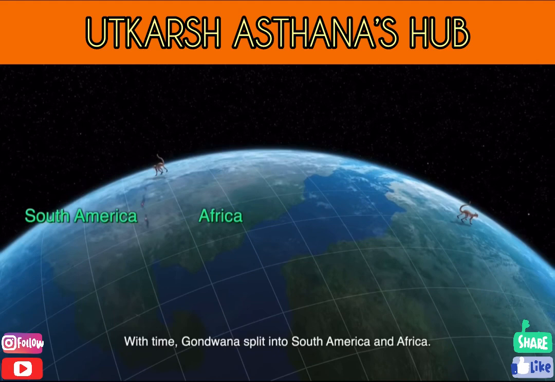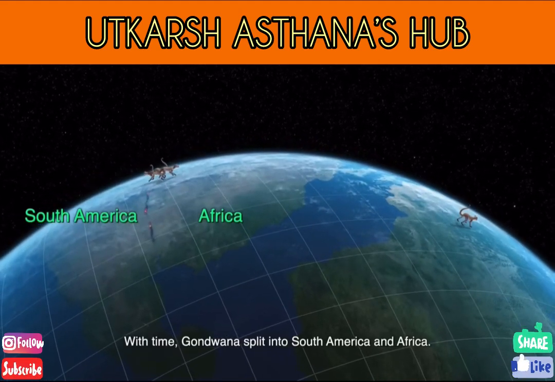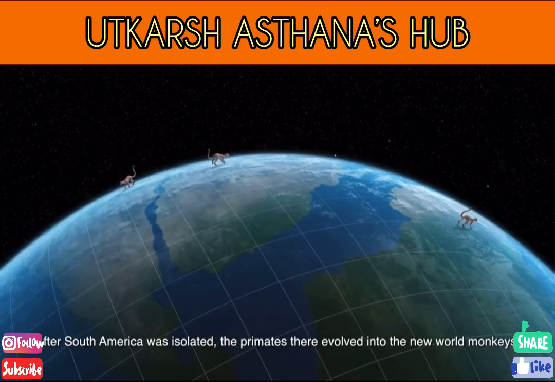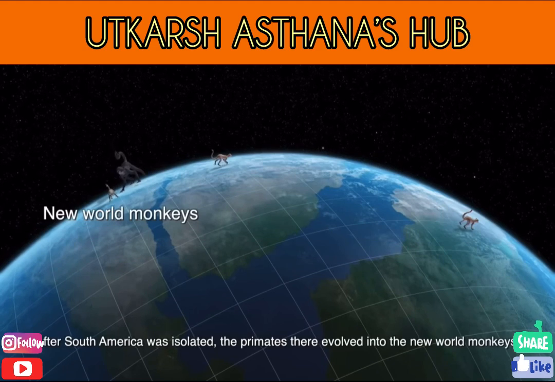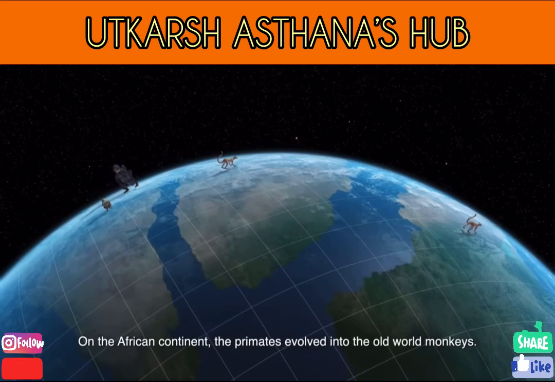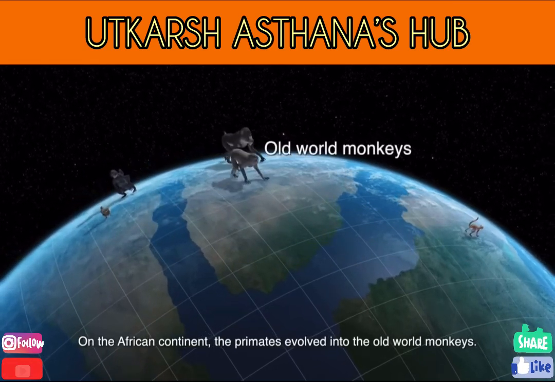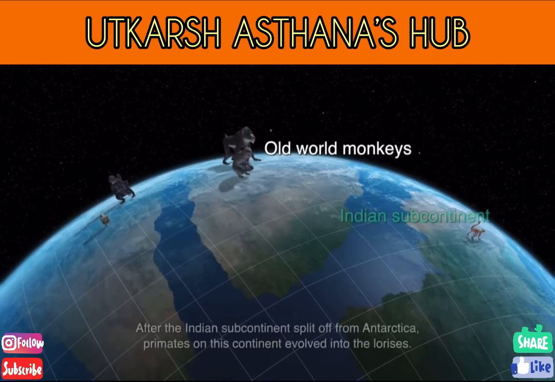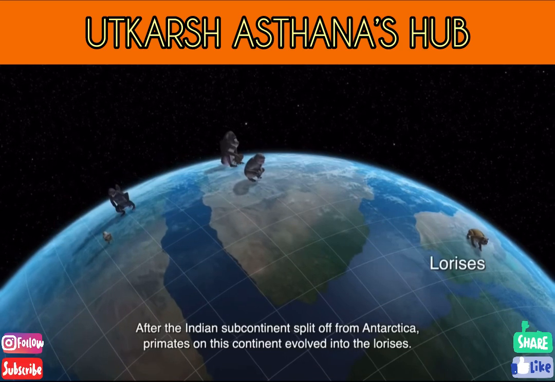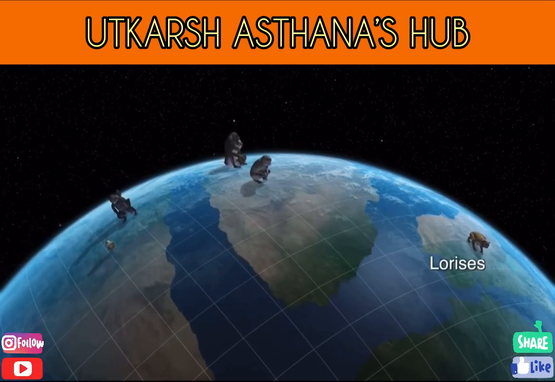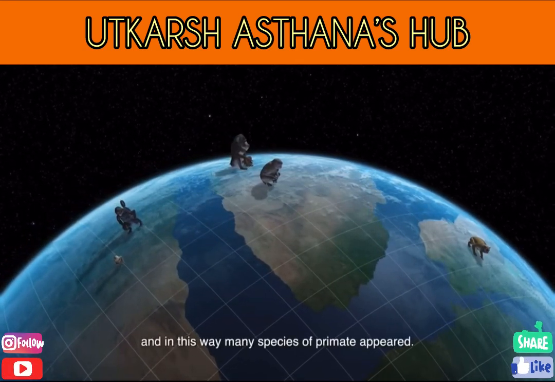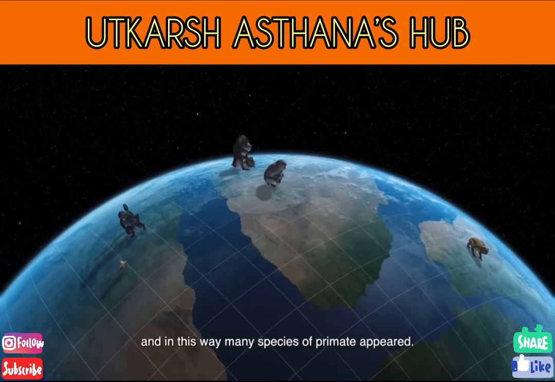With time, Gondwana split into South America and Africa. After South America was isolated, the primates there evolved into the New World monkeys. On the African continent, the primates evolved into the Old World monkeys. That is how two species of monkeys were formed. After the Indian subcontinent split off from Antarctica, primates on this continent evolved into lorises. Primates evolved independently on each continent, and in this way many species of primates appeared.